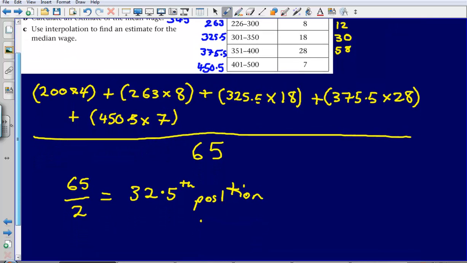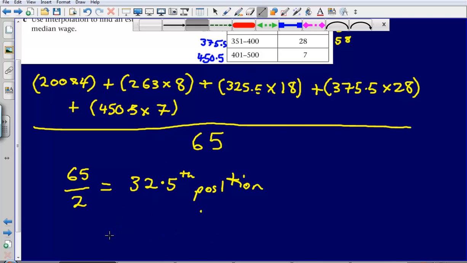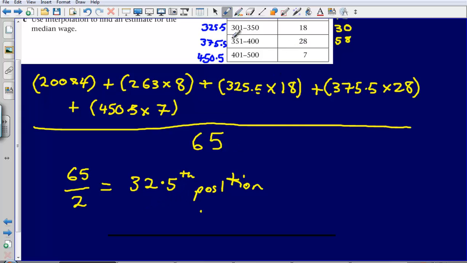So what we're going to do, like we did in the last video, is draw out a little number line, and at one end we're going to have the lower class boundary for 351, so that's going to give us 350.5, the lowest value that we could have that would fall into this category, and we're going to say that that is our 30th position. So this person here is the one who earns the 30th most amount of money. Then at this end, we're going to have 58, and the upper class boundary of 400.5.